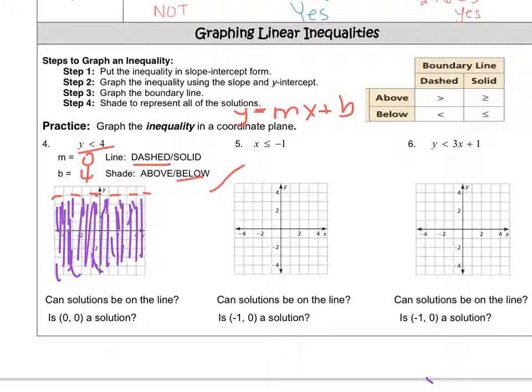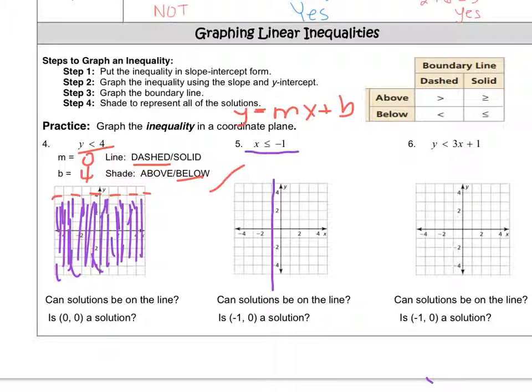Okay, our second one is x is less than or equal to -1. Well, first thing we know is this is an x equals. That means it's a vertical line. Our vertical line is going to be at the -1. So all we have to do is decide, is this going to be a solid or a dotted line? Well, it's got a less than or equal to, so it's going to be a solid line. So I'm going to draw it right there.